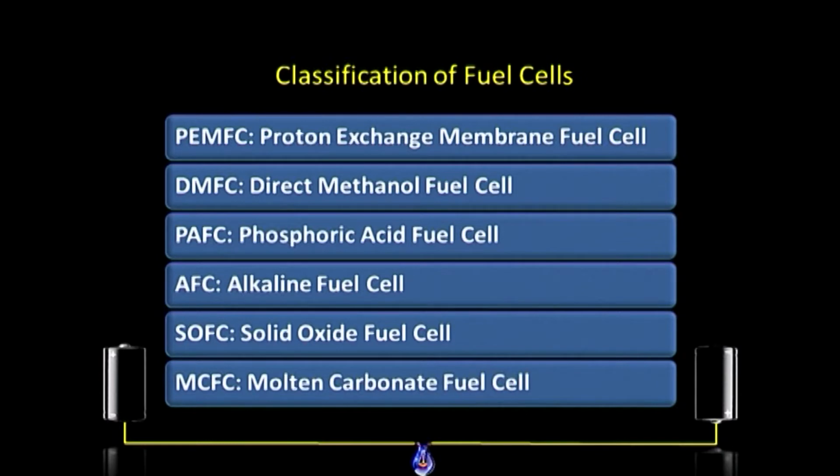All six types of fuel cells are as follows. First, the proton exchange membrane fuel cell, then direct methanol fuel cell, phosphoric acid fuel cell, alkaline fuel cell, solid oxide fuel cell, and the last, molten carbonate fuel cell. So let's start with the first type of fuel cell, that is the proton exchange membrane fuel cell.